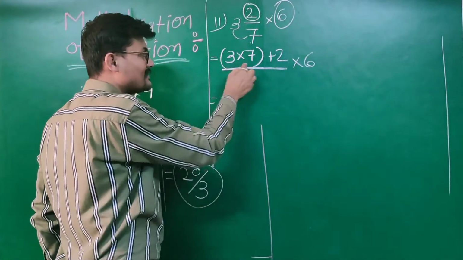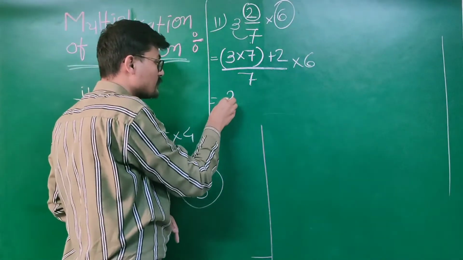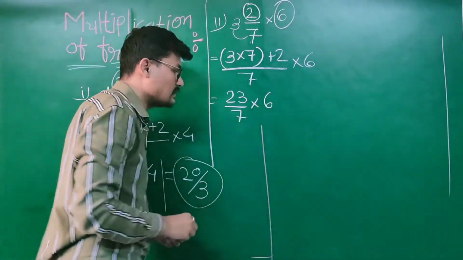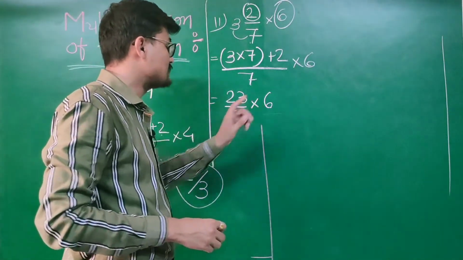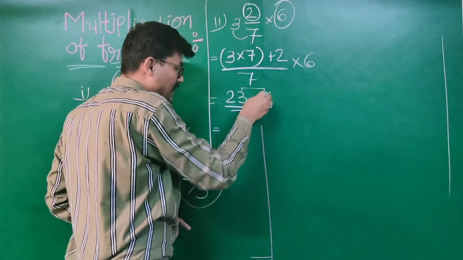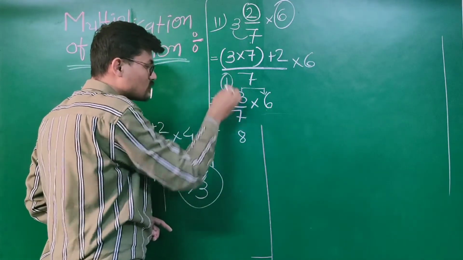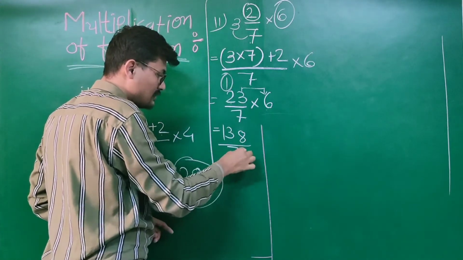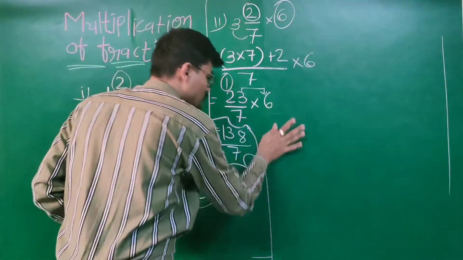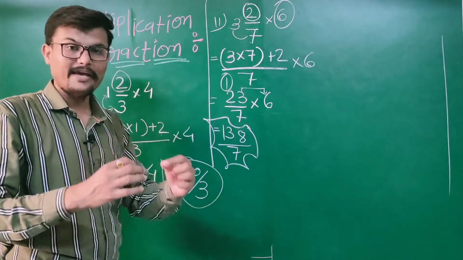Now 7 3s are 21 plus 2, 23 upon 7 into 6. Now 23 times 6: 3 6s are 18, 1 carry, 6 2s are 12 plus 1, 13. So 138 upon 7. This is our answer.